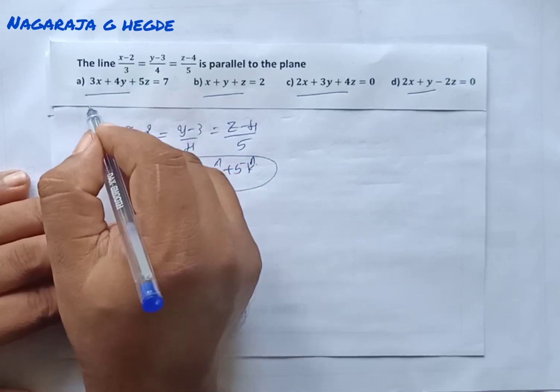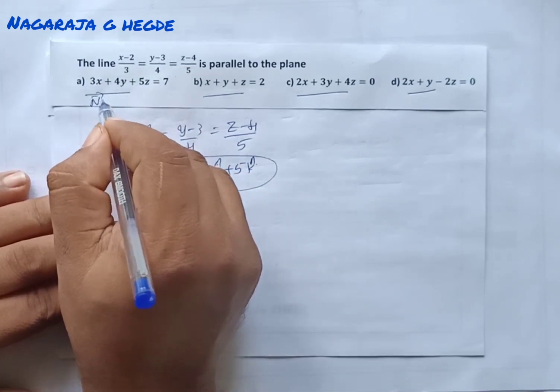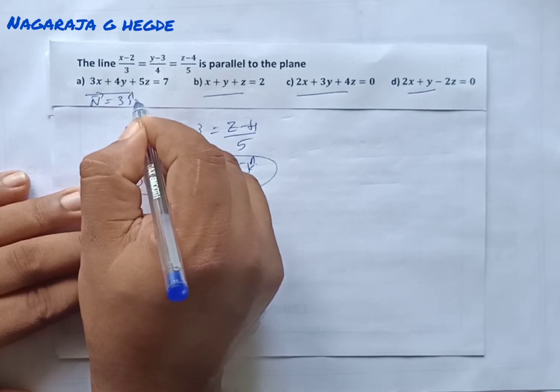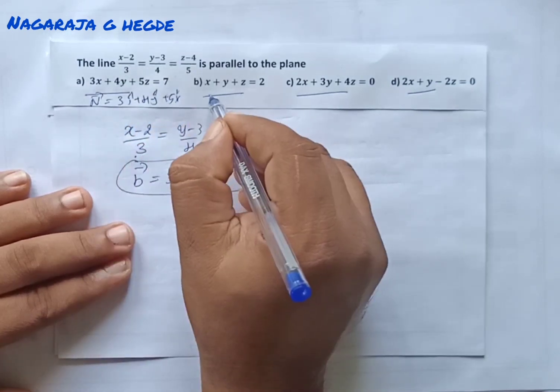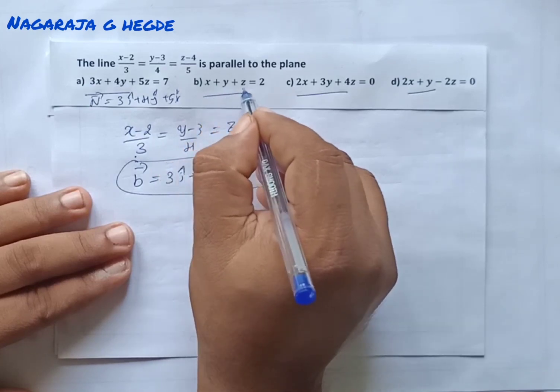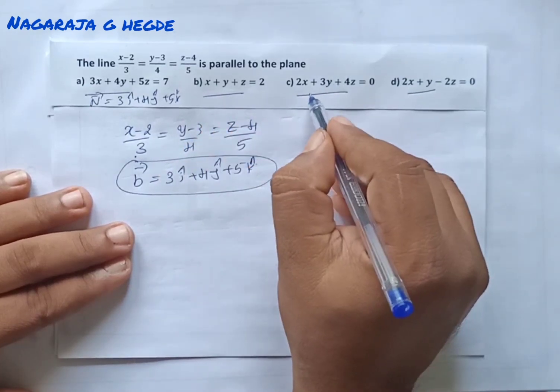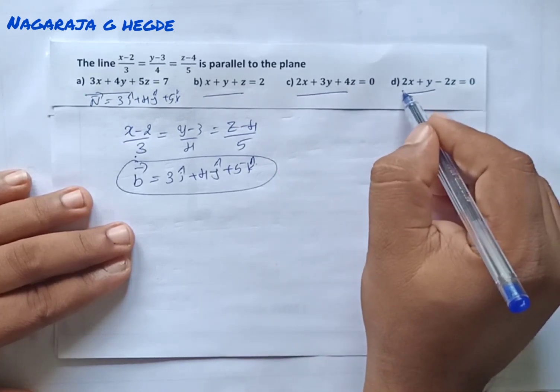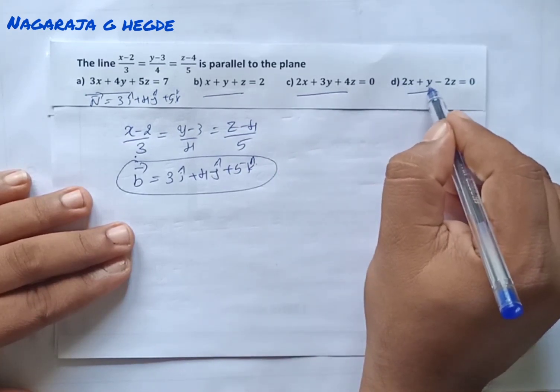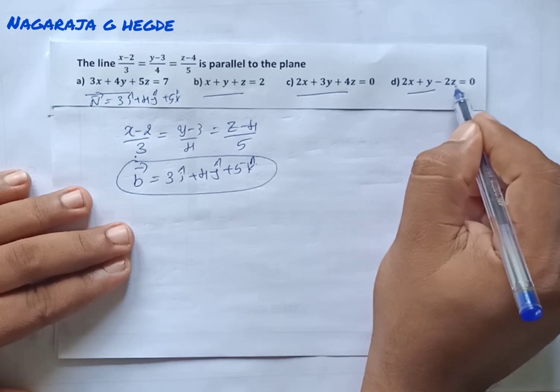So, for example, in option A, the normal vector can be written as 3i cap plus 4j cap plus 5k cap. In option B, the normal vector is i cap plus j cap plus k cap. In option C, the normal vector is 2i cap plus 3j cap plus 4k cap. In option D, the normal vector is 2i cap plus 3j cap minus 2k cap.